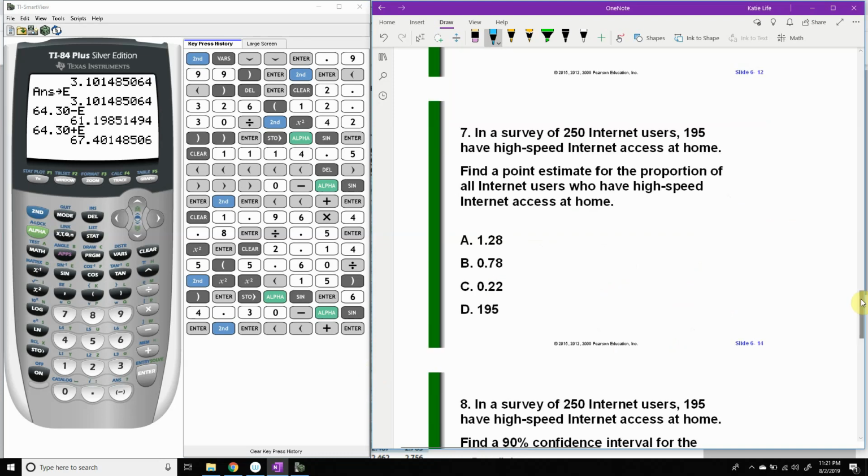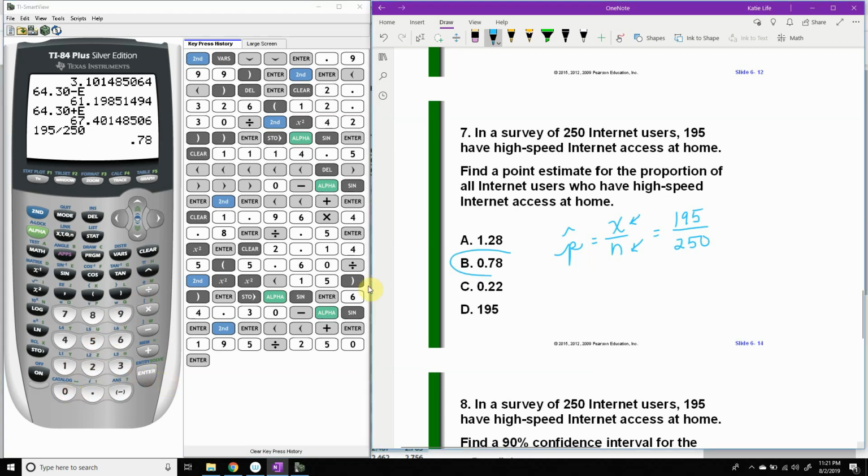Okay, number 7. In a survey of 250 internet users, 195 have high-speed internet access at home. Find a point estimate for the proportion of all internet users who have high-speed internet access at home. Well, the point estimate for a proportion is going to be p hat, and that is x over n, the number of people who have whatever it is that the problem is asking for out of the total number of people that were surveyed. So in this case, 195 have high-speed internet access at home out of a total of 250 people that were surveyed. So 195 divided by 250 will be 0.78. 0.78 is B.